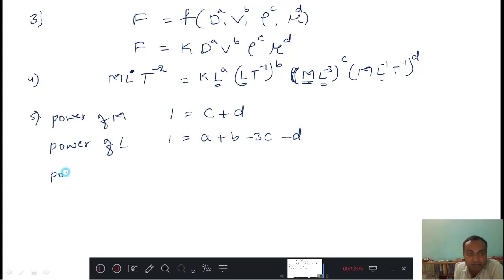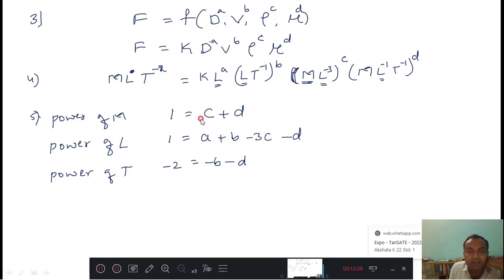Then I will come to the power of t. The power of t on the LHS is minus 2, equal to t to the power of minus b and t to the power of minus d, so -2 = -b - d. Right? We got this much.